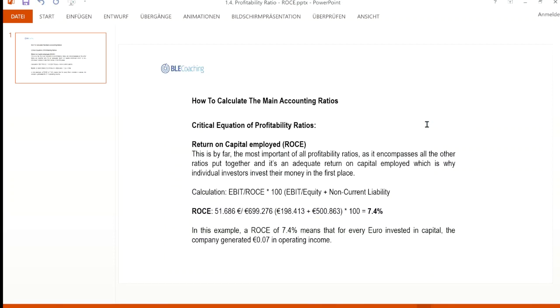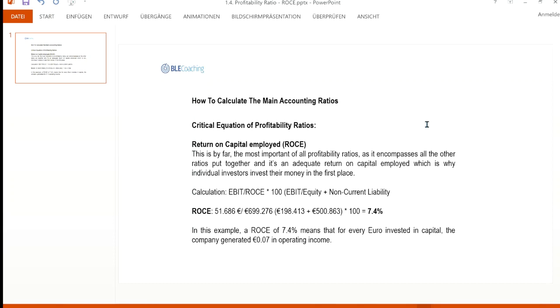So now we're going to calculate the actual ratios, and on this page is one of the critical equations of profitability ratios, and that is return on capital employed. So what is return on capital employed? It is by far the most important of all profitability ratios, as it encompasses all the other ratios put together, and is an adequate return on capital employed, which is why individual investors invest their money in the first place.